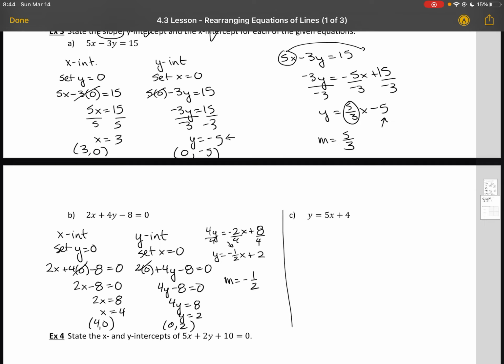Okay. My last example is already in slope y-intercept form, so I can identify my slope right away, and I can identify my y-intercept. In order to find my x-intercept, I can follow the same method I did before and set y equal to 0. That means that I have an equation that looks like this. I'm going to move the minus 5x over, leave the 4 alone, and then divide by minus 5 to give me an x-intercept of minus 4 over 5.